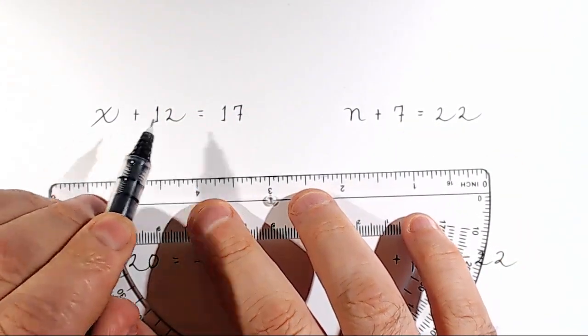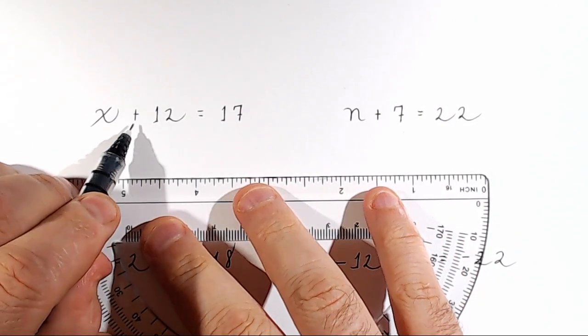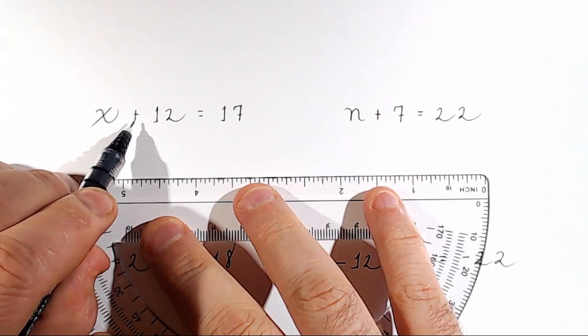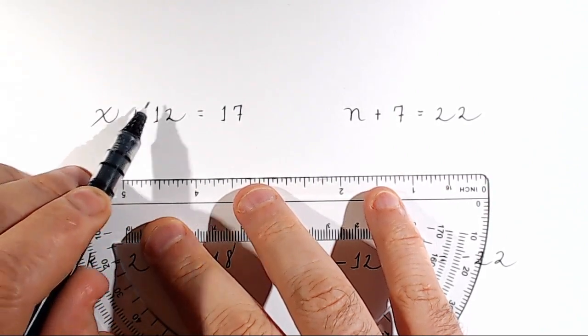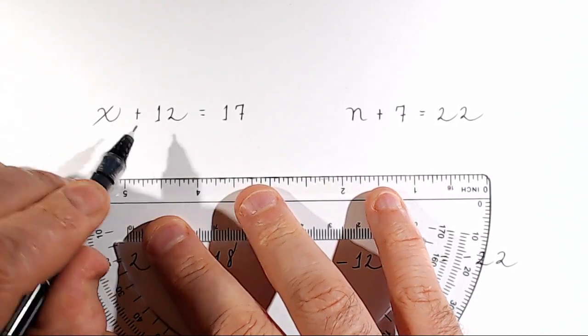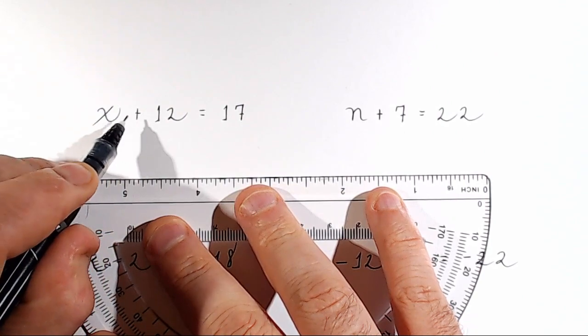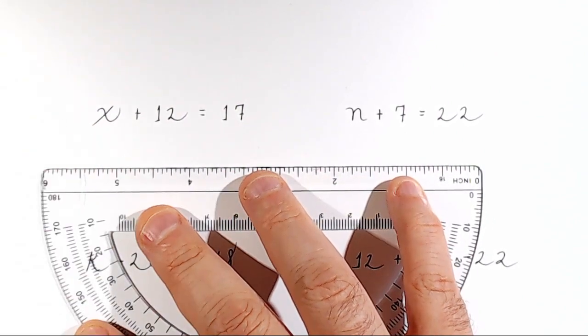We have x plus 12 equals 17. Now, the very first thing we've got to do is look at the sign right here. This is an addition symbol. In order to move this number to the other side of the equal sign, we have to do the opposite of whatever is being done right now. Right now, it's plus 12.